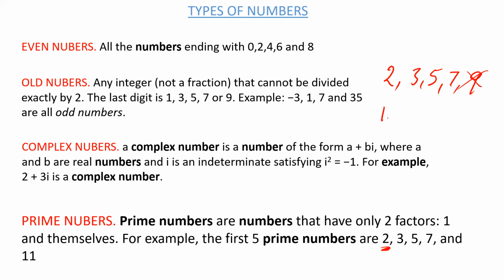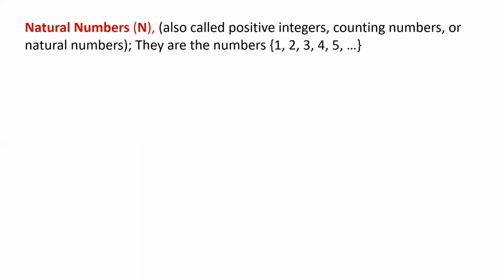We have 1 can go into 9, 3 can go into 9, and 9 itself can go into 9. But when you look at these other numbers that I've written this side, they only have 2 factors, 1 and itself. Okay, so this is how you define prime numbers. I'm going to send you the lecture slide in case you want to go through the notes.